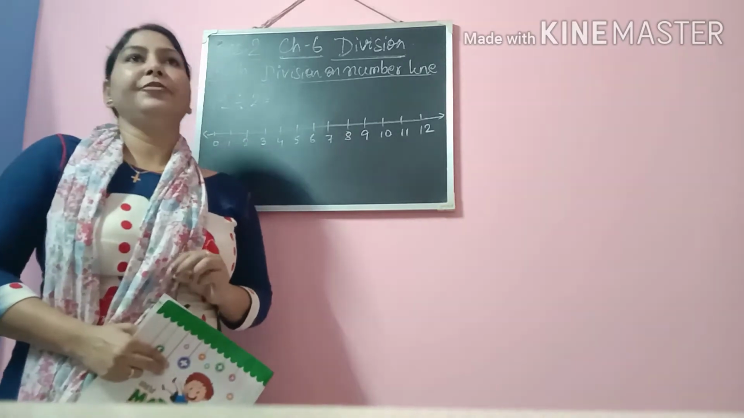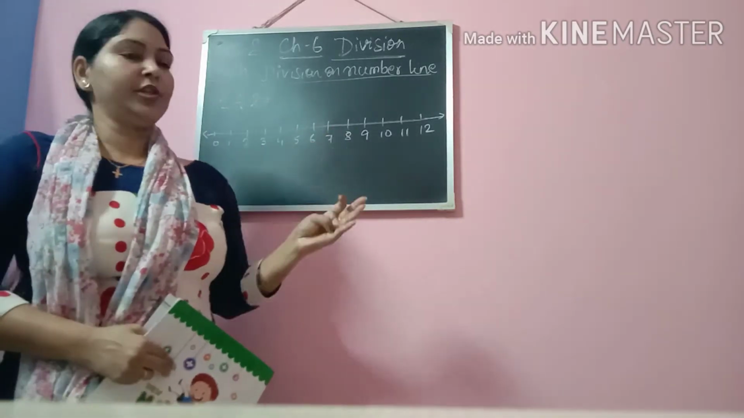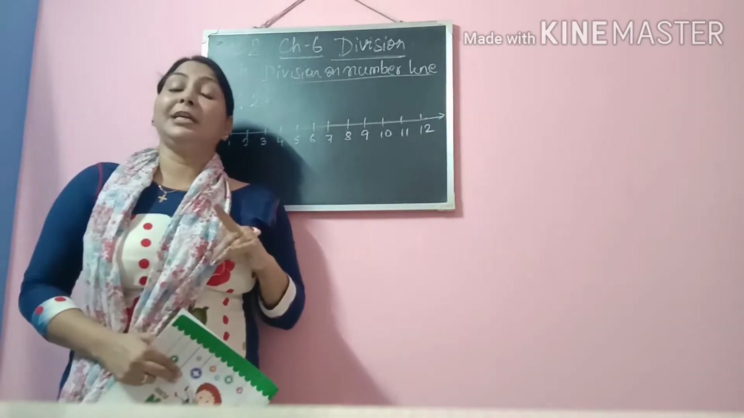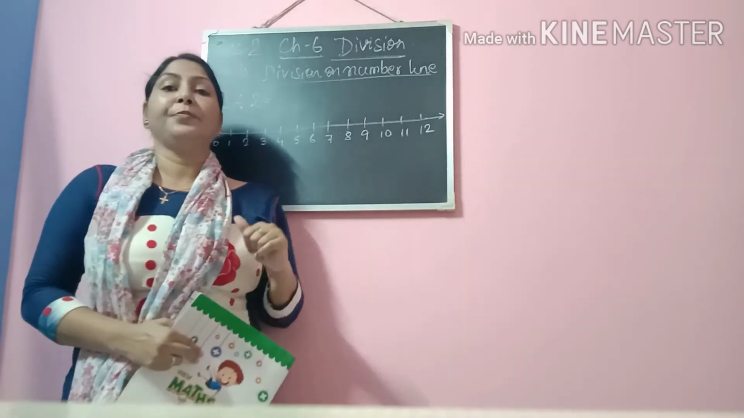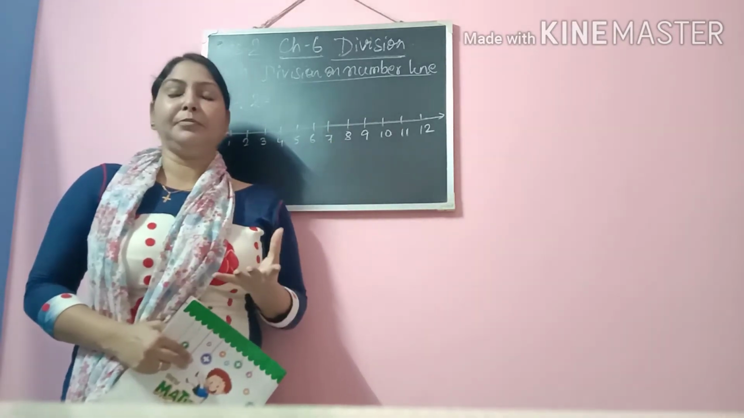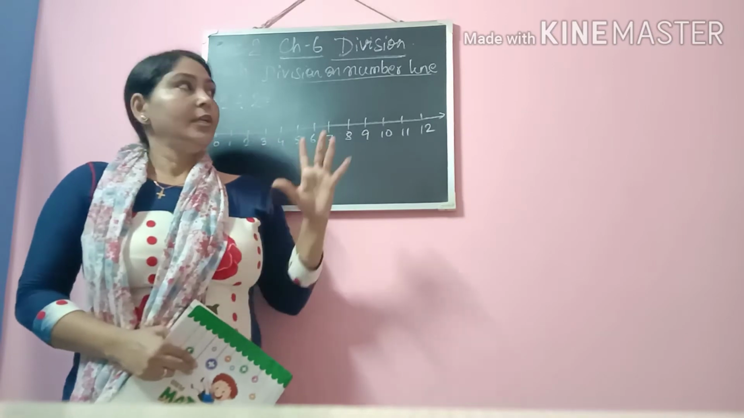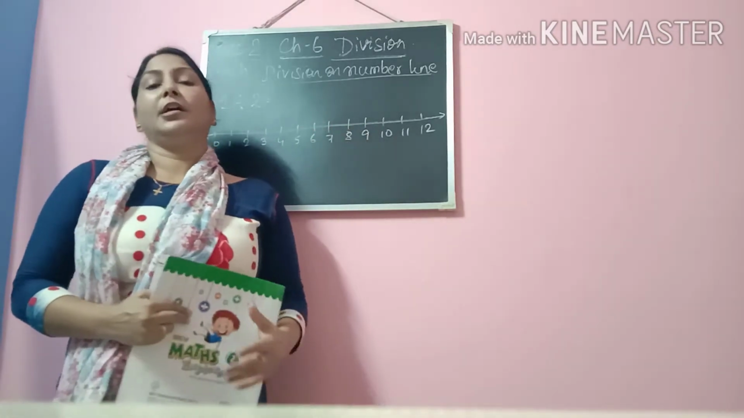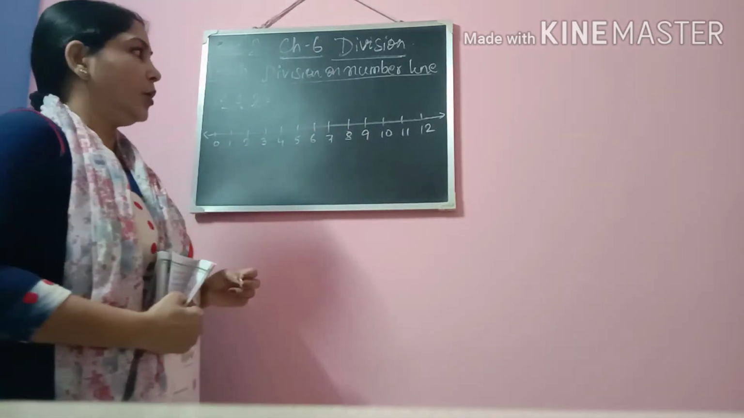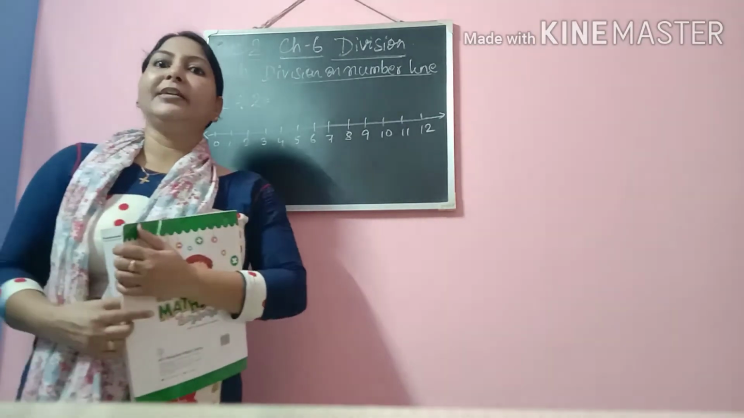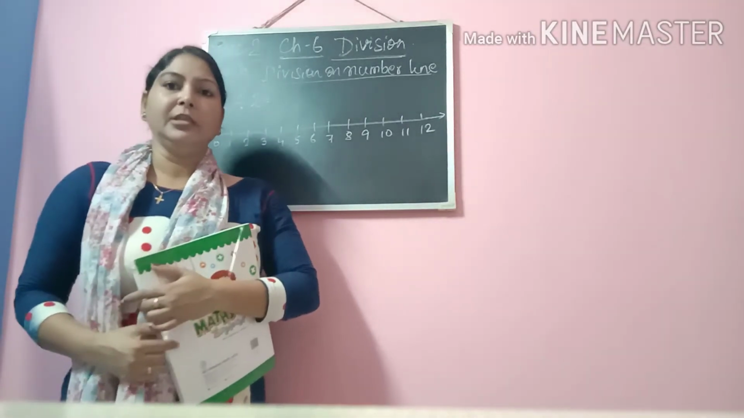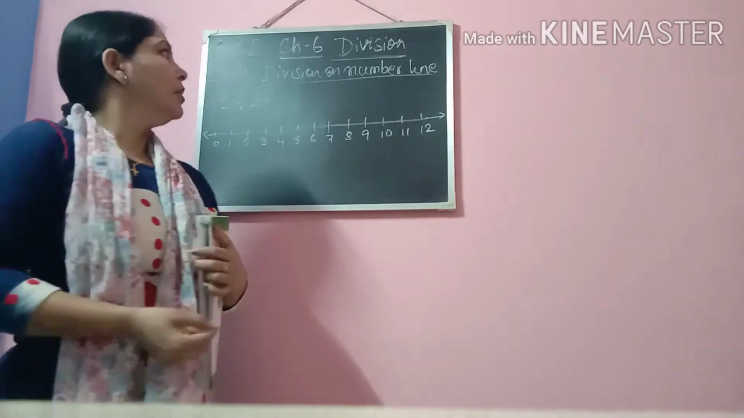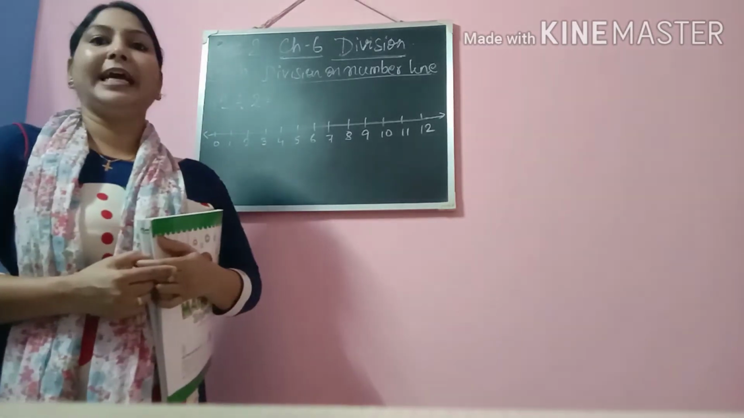From the past few chapters, from addition, subtraction, multiplication, and now division, we have learned all these concepts on the number line. Now this division concept also we are going to learn on number line. As we know that division is a repeated subtraction, so let us see how division on number line is done.